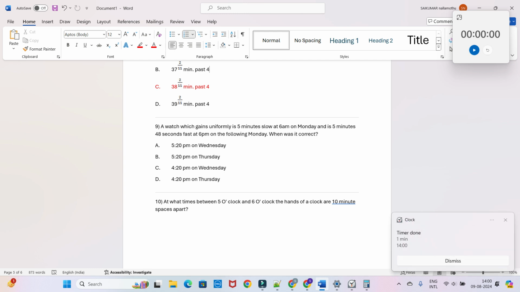The time is up, and in this question they are mentioning a watch that gains uniformly. It is 5 minutes slow at 6 a.m. and 5 minutes 48 seconds fast at 6 p.m. So it's 5 minutes slow in the morning and 5 minutes 48 seconds fast in the evening.